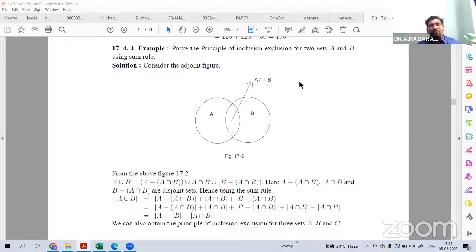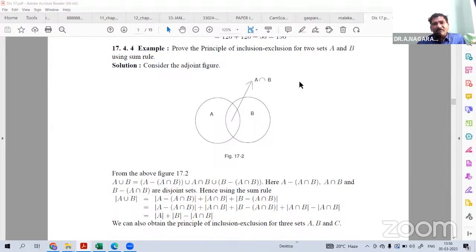So at that time you draw the figure, where an intersection part will be there. It is the common part of A and B, that is A intersection B. It is a figure showing it in the middle. Next, from the figure, A union B equals (A minus A intersection B) union (A intersection B) union (B minus A intersection B).